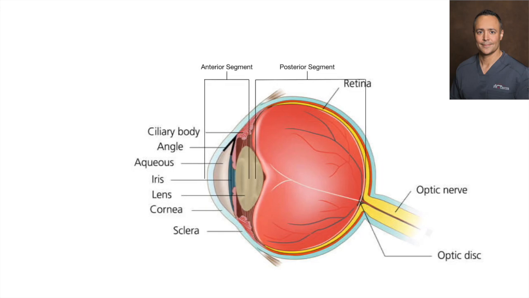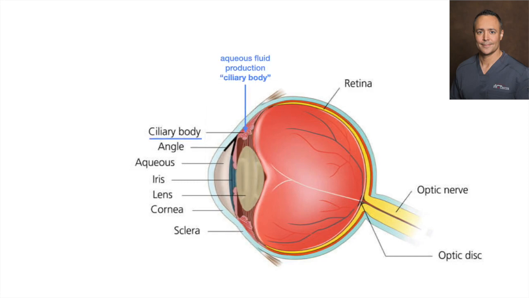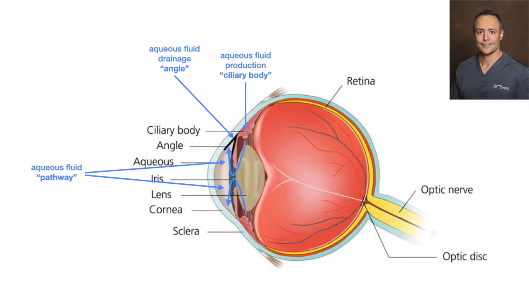To begin with, the eye is divided up into two segments, the anterior segment and the posterior segment. The anterior segment is filled with a fluid called the aqueous humor, and the posterior segment is filled with a jelly called vitreous. All the pressure of the eyes is generated by the fluid production in the anterior part of the eye. The fluid is made in the ciliary body and drained in the angle.